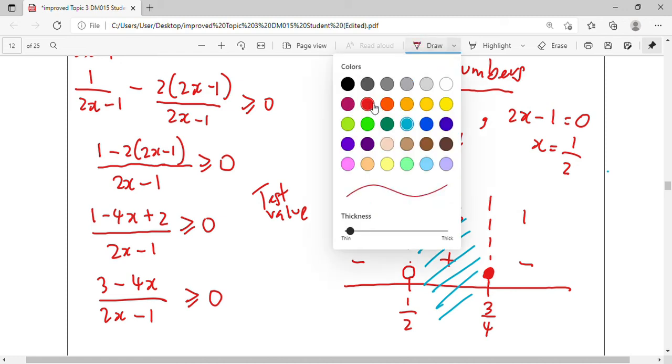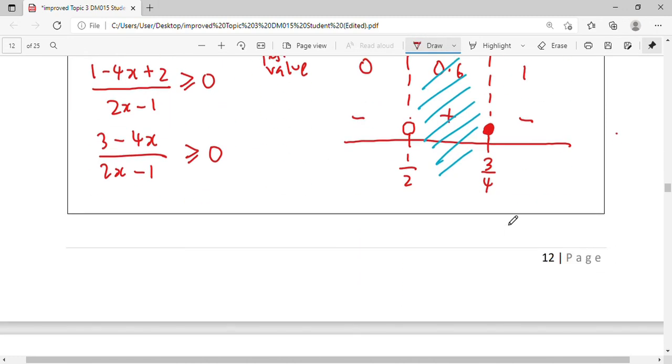So our final answer, we'll write here. The region is between 1/2 and 3/4. So 1/2, 3/4. The circle beside 1/2, refer to the type of circle, which is an empty circle, because this is our denominator. So strictly, we use an open bracket. And then the region beside 3/4, refer to the filled circle, so it means close bracket.